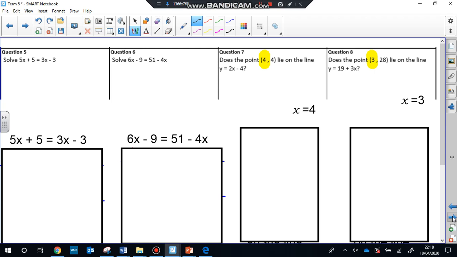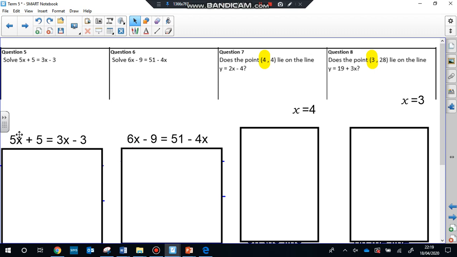Question 5 then, we've got solving an equation. So it's slightly different to the ones we've done before because we've got x's on both sides. Okay, so we need to think about this as a balance. I need to get rid of some x's. Okay, so the x's I need to get rid of, I want to get rid of the smallest number.